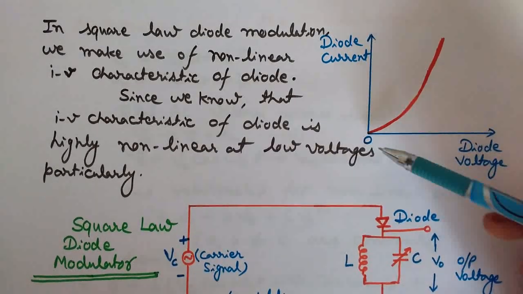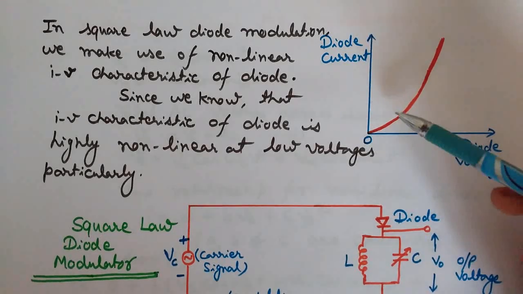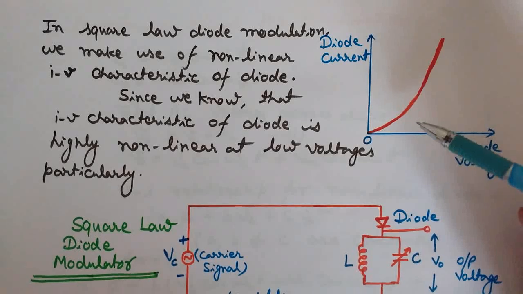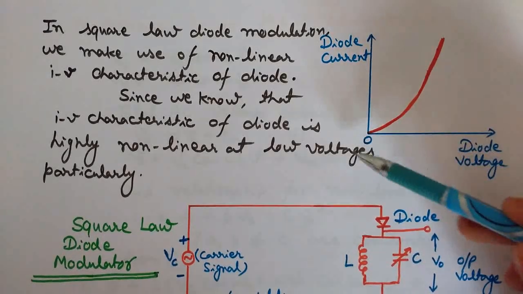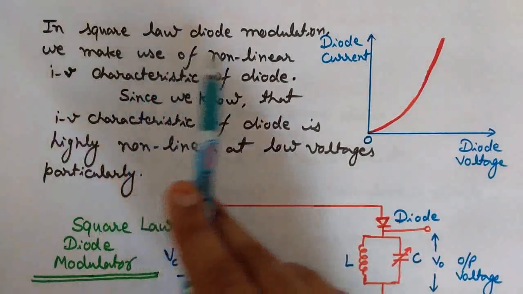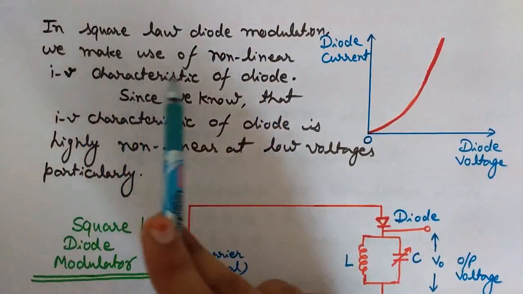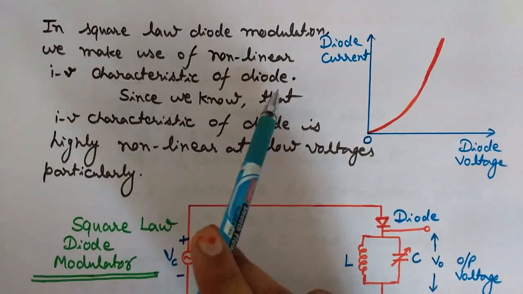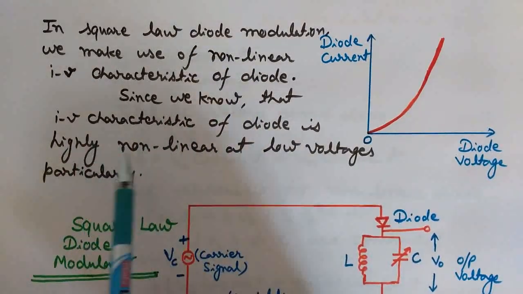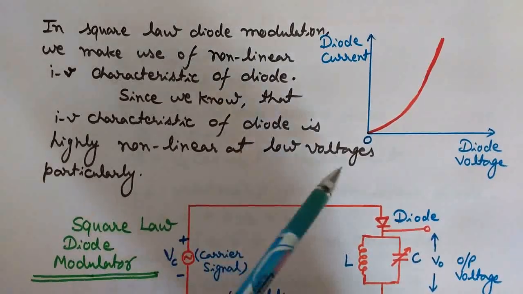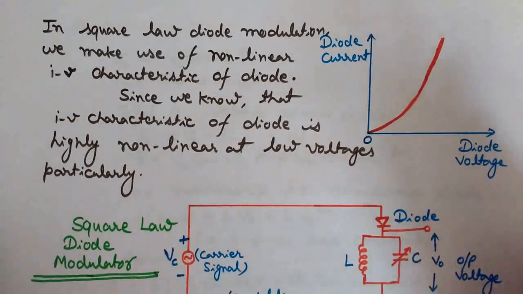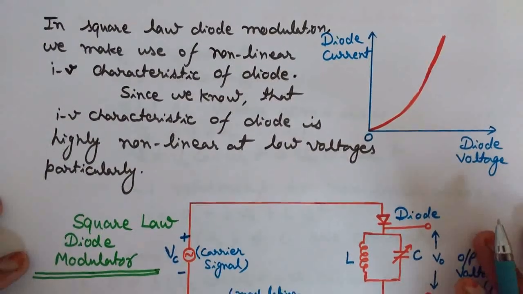So we use this modulation process in the low voltage region of this IV characteristic of the diode, which is non-linear, having non-linear resistance. So in square law diode modulation we make use of the non-linear IV characteristic of the diode, since we know that the IV characteristic of a diode is highly non-linear at low voltages particularly. That's why we use it in the low voltage region only.